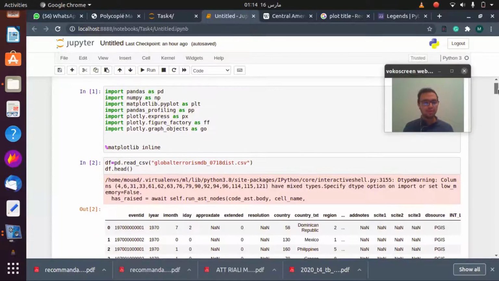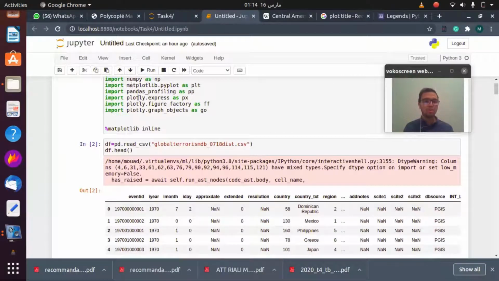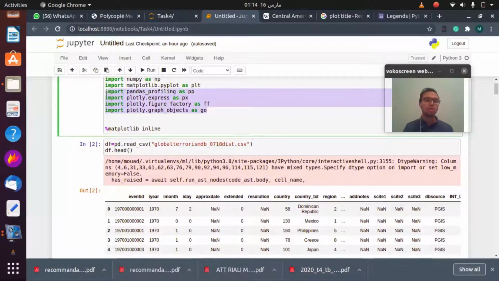First of all, we import the necessary libraries: Numpy, Pandas, matplotlib.pyplot, Pandas profiling, plotly.express, plotly.figure_factory, and plotly.graph_objects. Those last three libraries are dedicated to plotting some interactive and attractive plots at the same time.